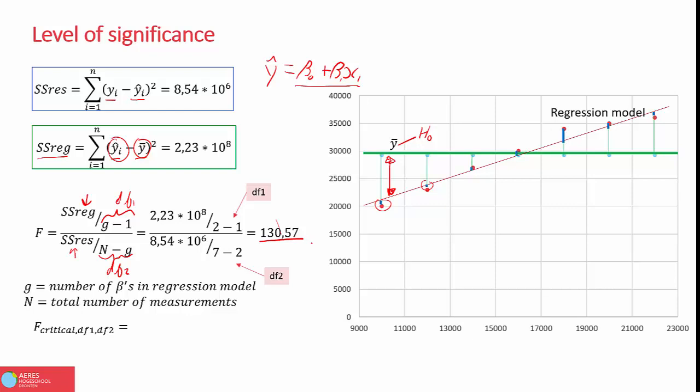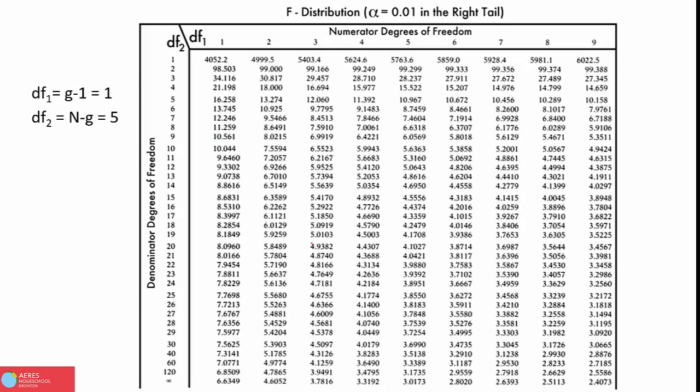So this is the F value that we find, and we have to compare that with something called the critical F value to find out whether we can speak of a significant difference. Now this critical F value, we can find using a table. This is a printout of a table, so this df1 was 2 betas minus 1, so it's 1. df2 was the total number of measurements, minus our 2 betas, which gives us 5.